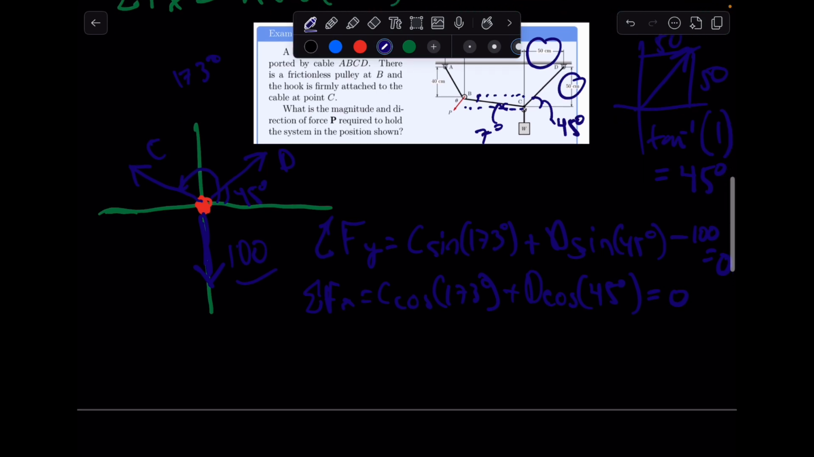And now we have a system of 2 equations and 2 unknowns. If we solve for this, you guys can pause the video and try solving it for yourself, but I've already done it, and I don't want to spend the time going over it again. So I'm going to put the solution here, which is C.